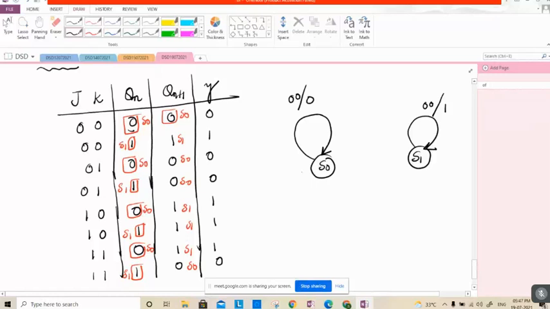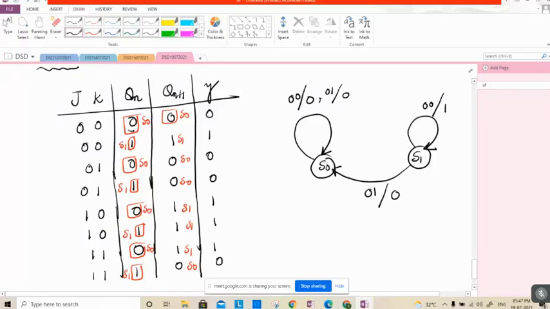Right. S naught is my state. If 0, 1 is my input, what is the next state? The same S naught. What about output? 0. Right, perfect. Now next is S1, 0, 1 condition. What will be the next state? S naught. Right. 0, 1. What is the output? 0. Right, okay.